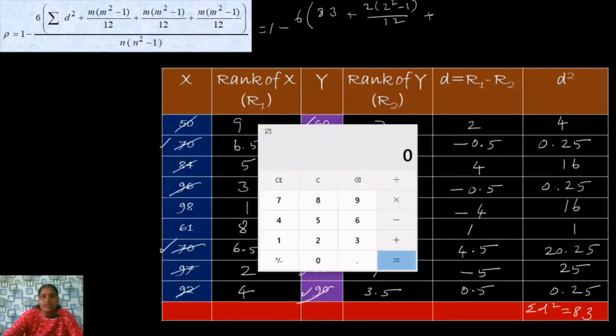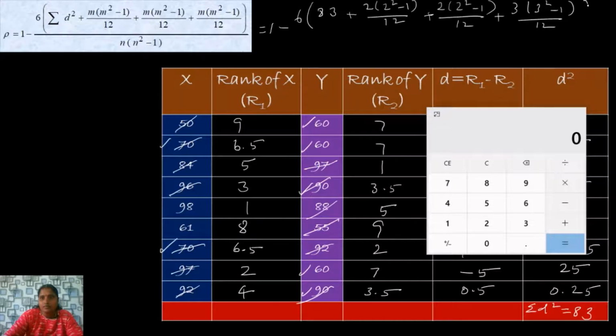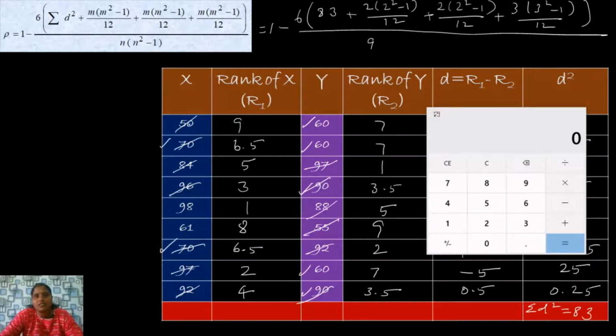Plus m square minus 1 over 12. In y series, 90 is repeated 2 times, so we take m is equal to 2 here. 2 square minus 1 over 12 plus 60 repeated 3 times, so m takes the value 3. 3 square minus 1 over 12, whole divided by n into n square minus 1. N is the number of paired observations. So totally we are given 9, so 9 into 9 square minus 1.